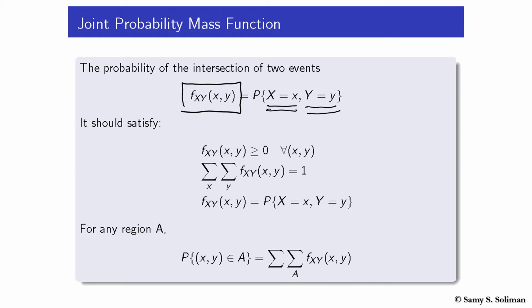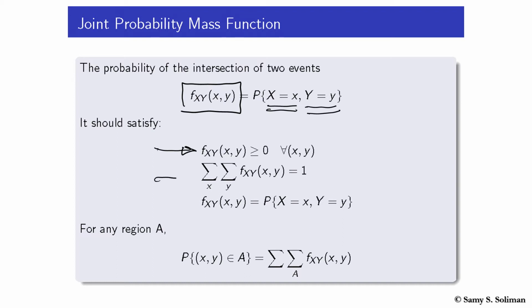The first condition is that the joint distribution, the joint probability mass function, is always positive or zero. So we cannot have a negative joint probability mass function because it means the probability, and this probability can never be negative. Similarly, the probability mass function for two jointly distributed random variables cannot exceed 1 because it means the probability that the two random variables take specific values, and this probability can never exceed 1.